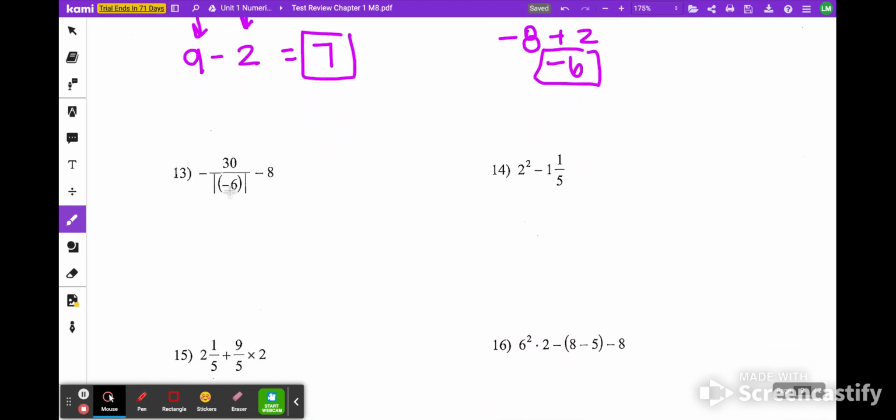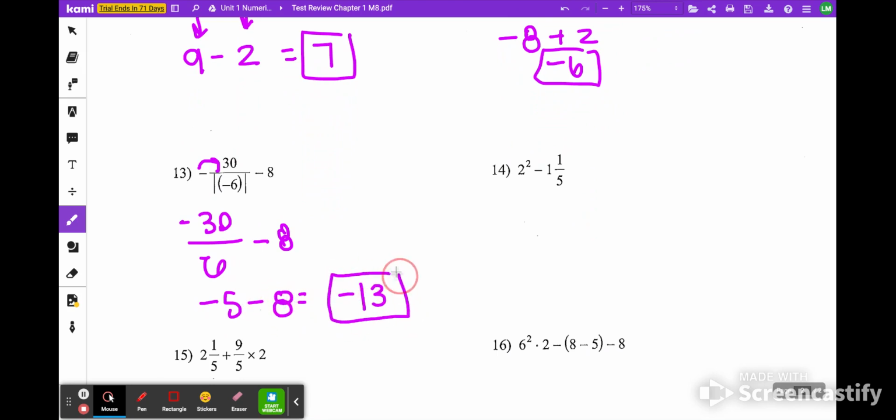For number 13, focusing on the absolute value first, I'm going to bring my negative up here to that negative 30, and the absolute value of negative 6 is a positive 6. Negative 30 divided by 6 is negative 5, and negative 5 minus 8 is negative 13.